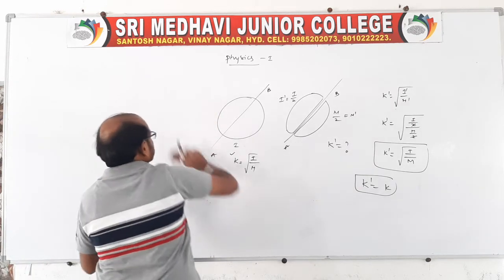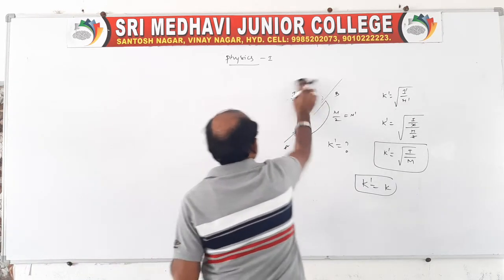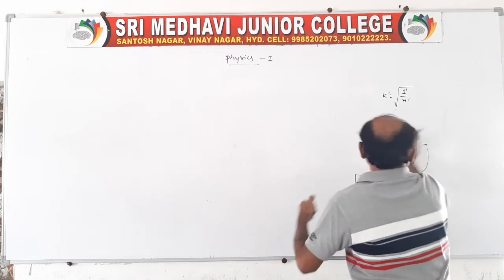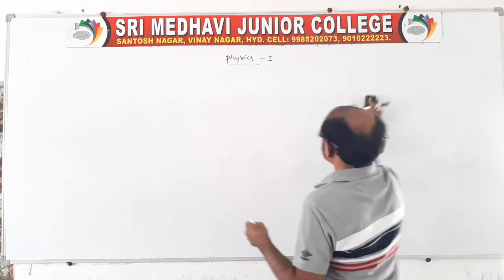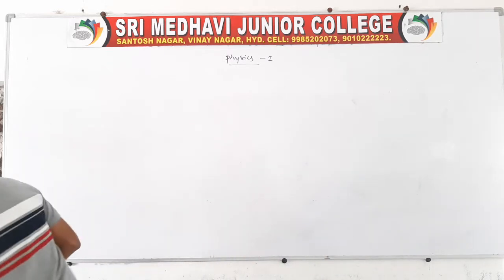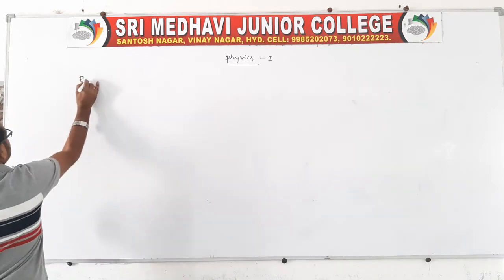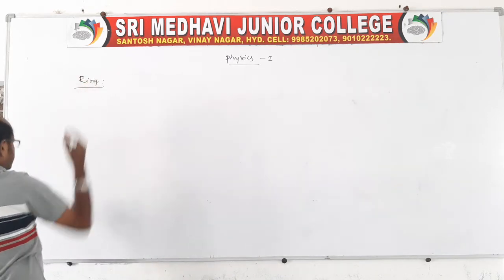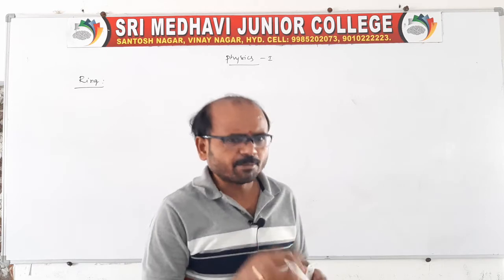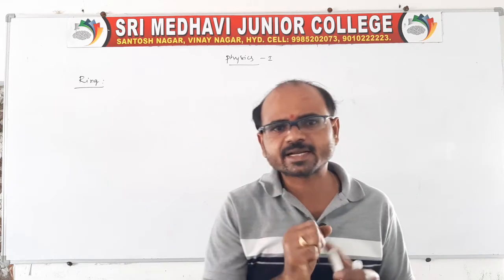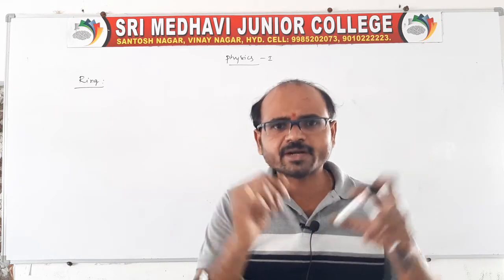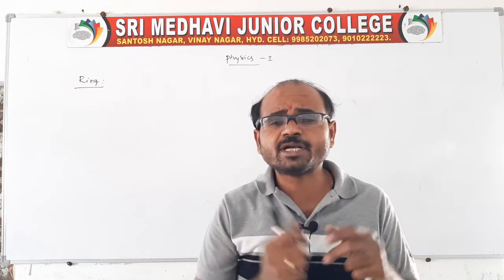For the second application, you take a ring. The question is the ring. So ring in the sense is, I think you know, you take a bangle. A bangle is a ring. For that ring, now we have to find the moment of inertias.